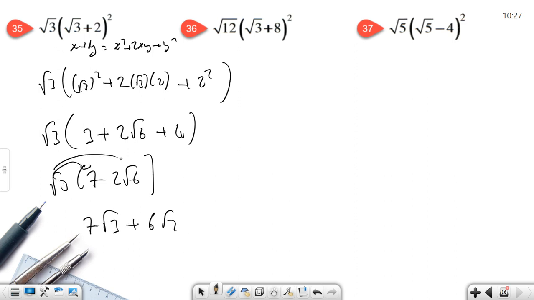When you multiply 1 by 1, 3 times 6 is 18. Hey, that's 3, sorry. So it's going to be 2 square root of 3, times square root of 3 multiplied by square root of 6. It's going to be square root of 18, and that's 3 square root of 2. So 7 plus 2 times 3 times square root of 2. It's going to be equal to 7 plus 6 square root of 2.